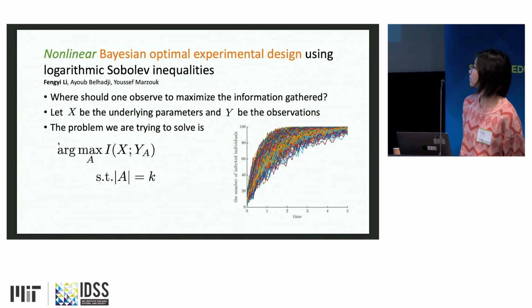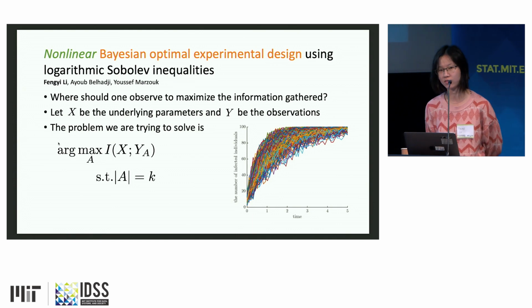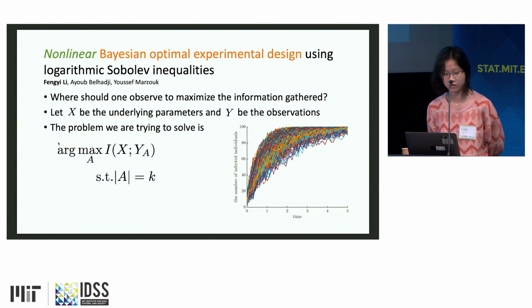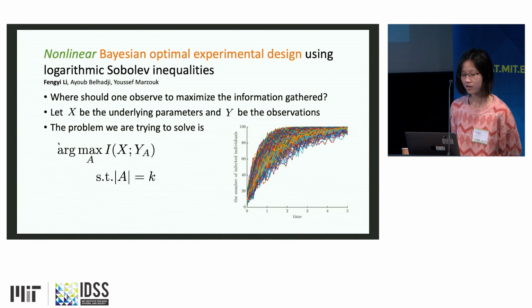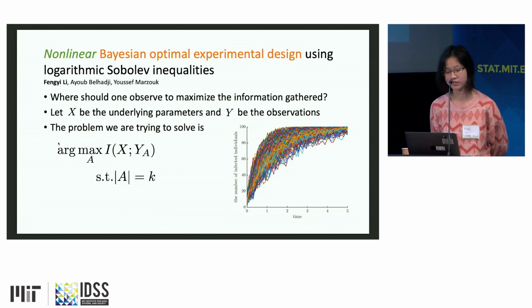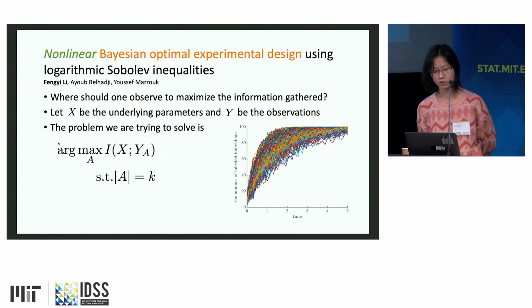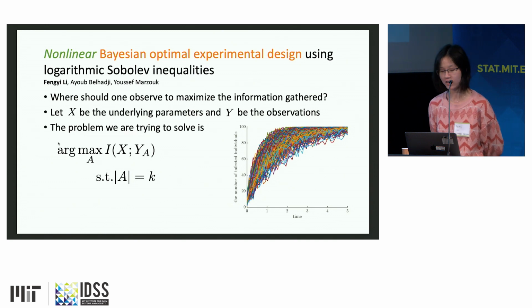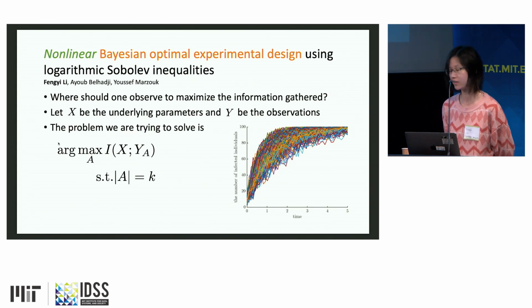Here, maybe we're more interested in underlying parameters. Say x would be the transmission rate that we cannot observe, and y here would just be the number of infected individuals. The problem we're trying to solve is finding the argmax, over the set A, of the mutual information between x and y_A. Here y_A is the subset of y such that the cardinality of the set A is k.